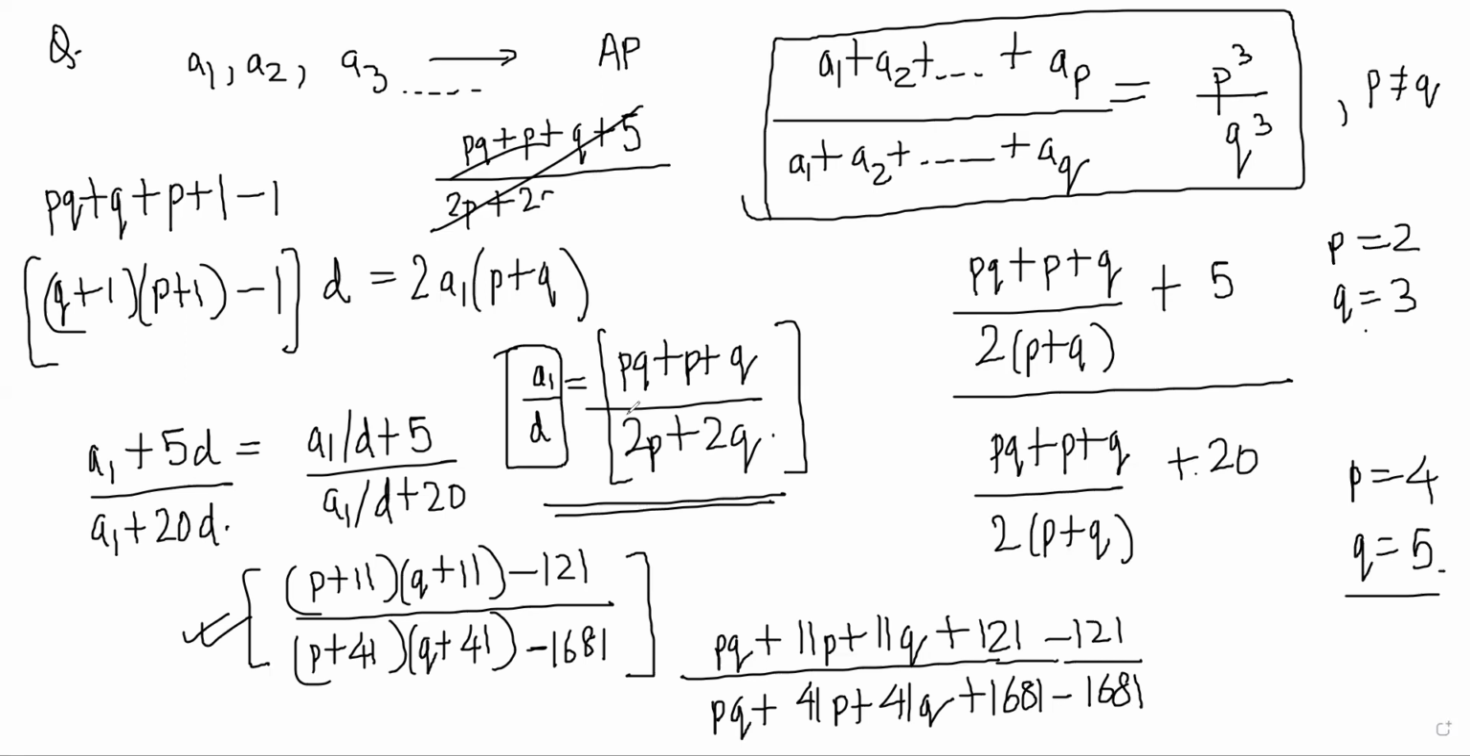Suppose P is 2 and Q is 3, what will happen? What is coming here? 2 into 3 is 6 plus 2 plus 3, 11 by 2 times P plus Q, 2 times 5, 10. A1 by D will be 11 by 10. In that case, the ratio would be 11 by 10 plus 5 by 11 by 10 plus 20. You'll get 50 plus 11, 61 by 200 plus 11, 211 in that case, right? Yes, sir.